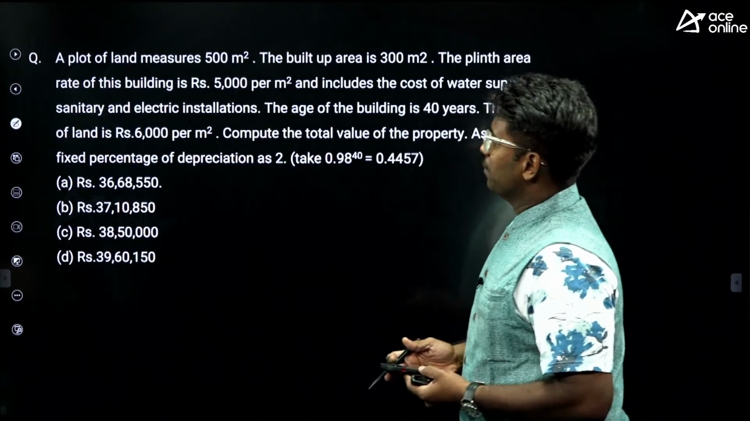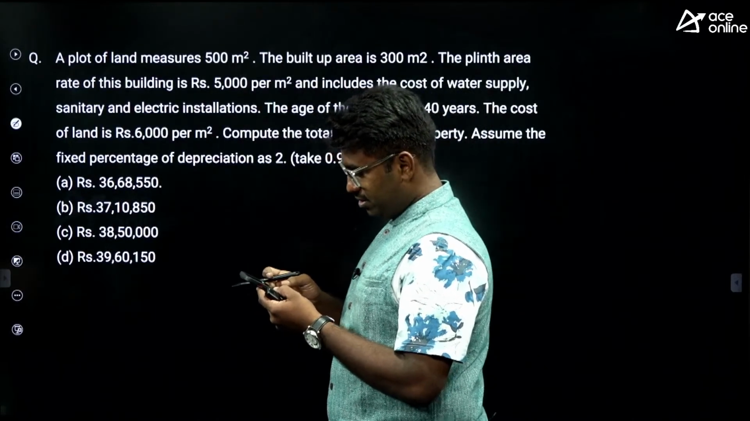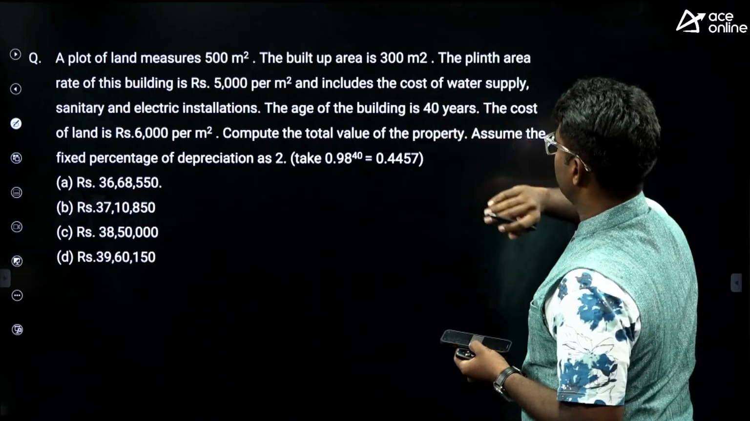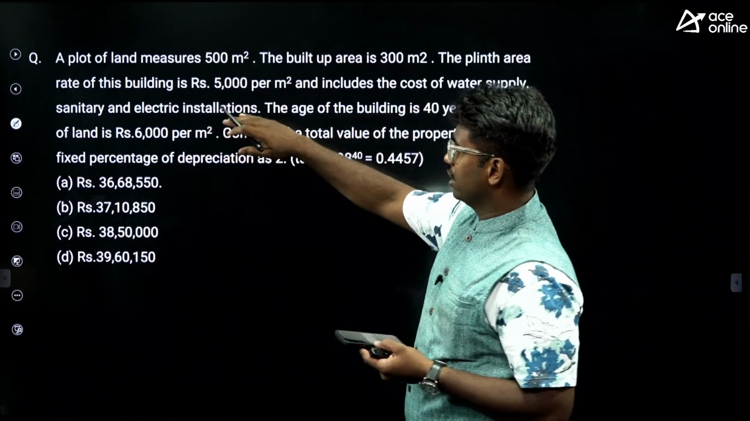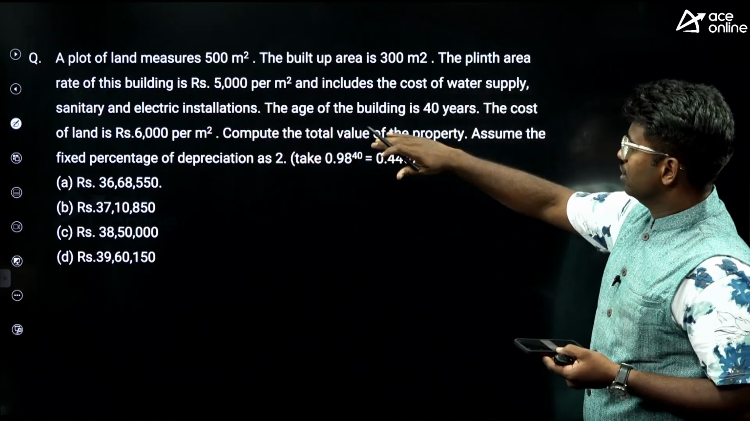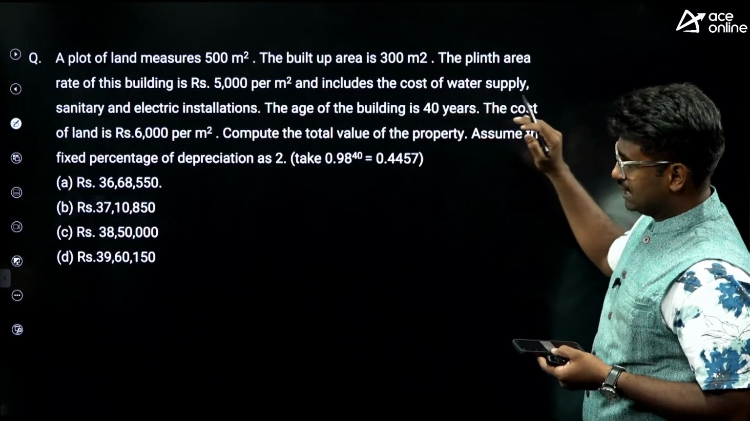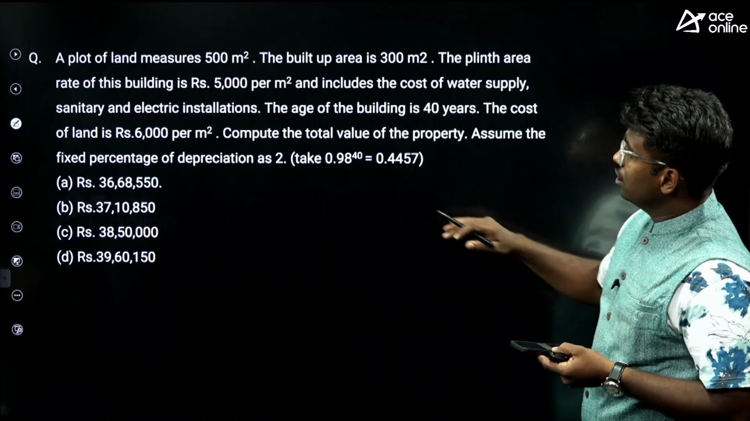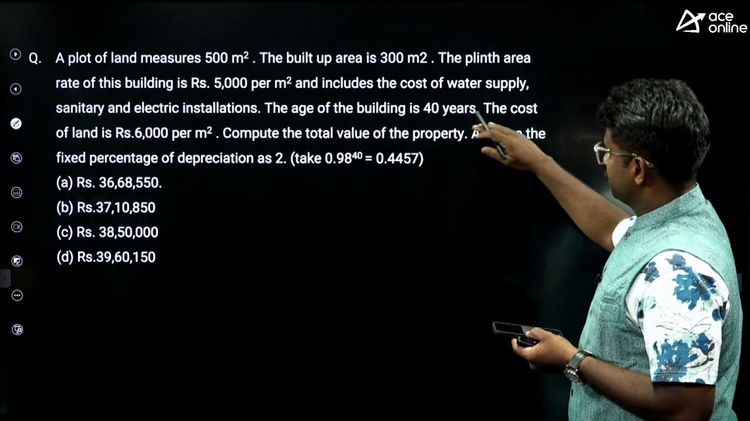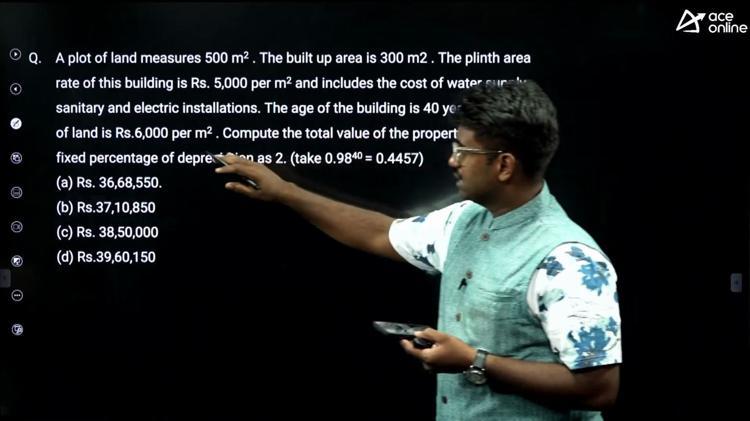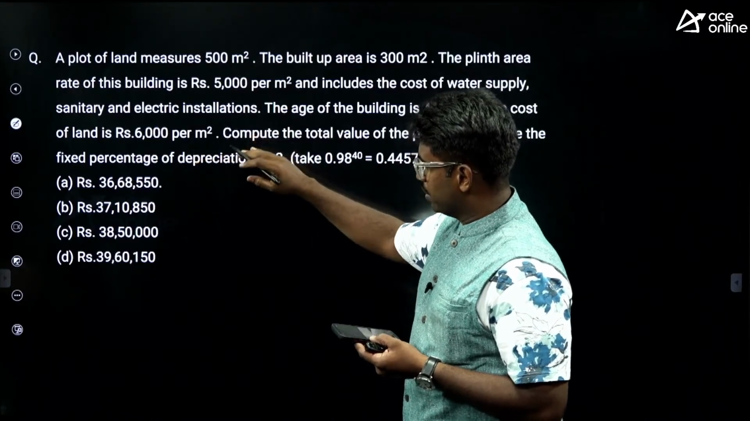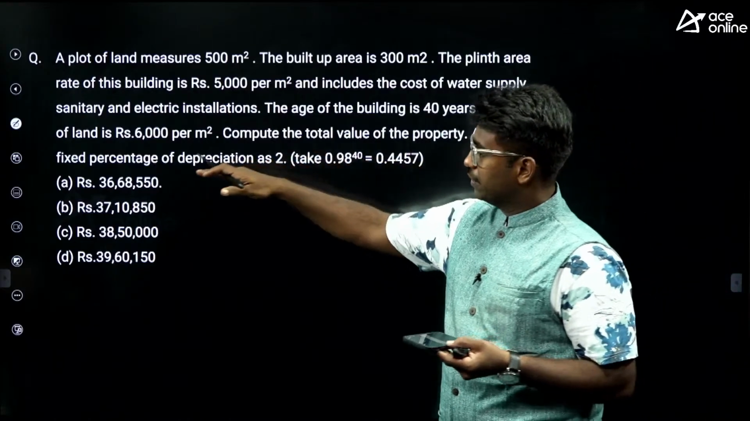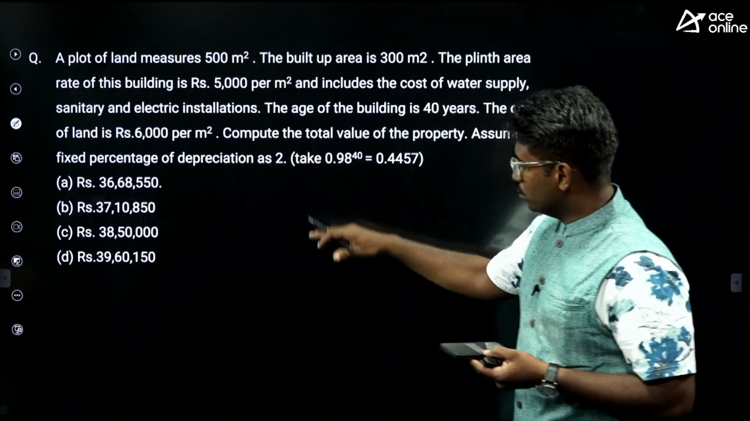Next one. A plot has a land area of 500 square meters, built up area is 300 square meters, plinth area rate of the building is 5,000, which includes the cost of water supply, sanitary and electrical installations. The age of the building is 40 years, the cost of the land is 6,000 per square meter. Compute the total value of the property. Assume the fixed percentage of depreciation is 2.